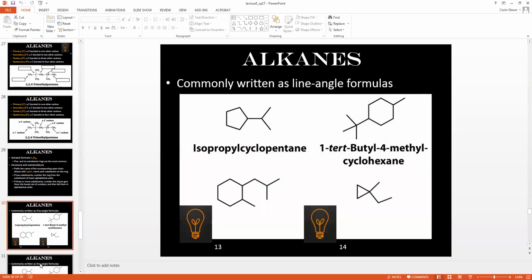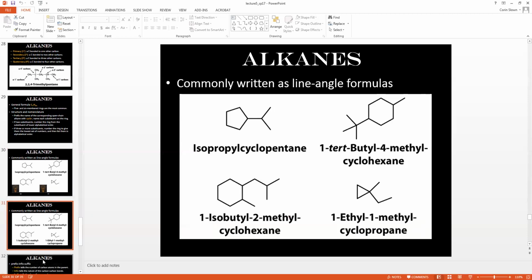So take a moment. Here are 2 examples for you: isopropylcyclopentane and 1-tert-butyl-4-methylcyclohexane. Using those as examples, can you think about how you would name each of these cycloalkanes? So 1-isobutyl, that's this component. 2-methyl, that's this component. 1-ethyl-1-methylcyclopropane. You can see here, we have to pay particular attention to the order and the numbering of each of the substituents.